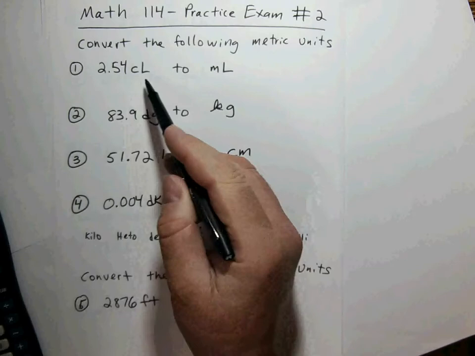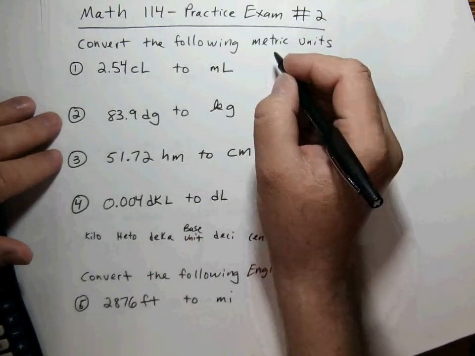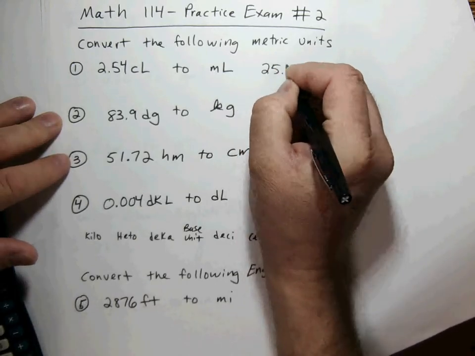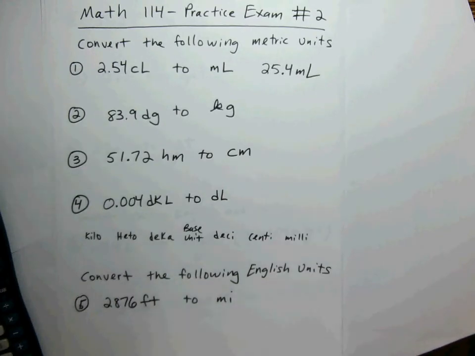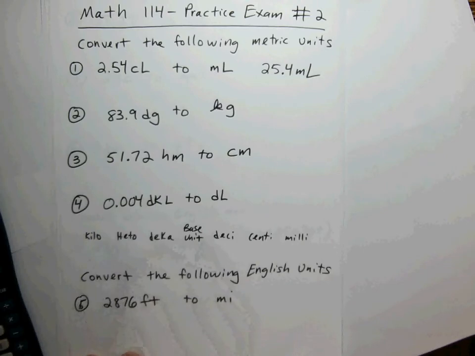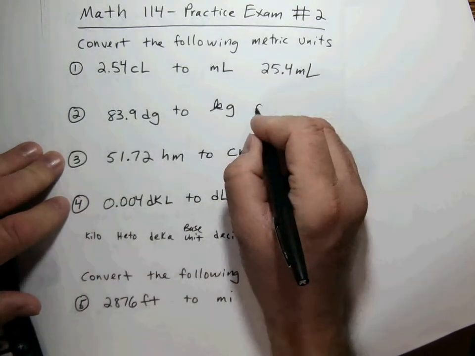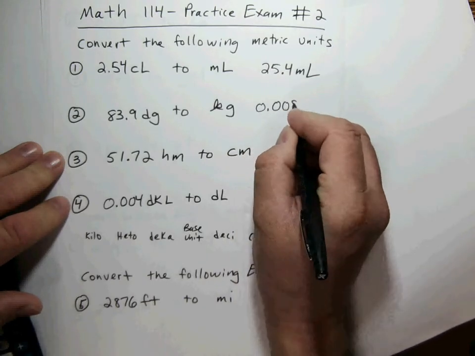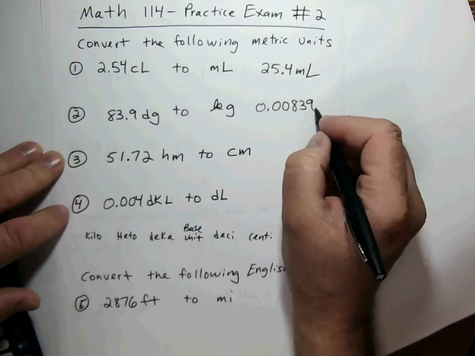So we want to go from centiliter to milliliter. Centi to milli, 1 decimal shift to the right. So I'm going to have 25.4 milliliters if I have 2.54 centiliters. Okay, decigrams to kilograms. So deci up to kilo is 1, 2, 3, 4 decimal shifts to the left. So I'm going to take this and move it 4 places to the left. So I'm going to need 2 leading zeros, 8, 3, 9, and that's going to be kilograms.